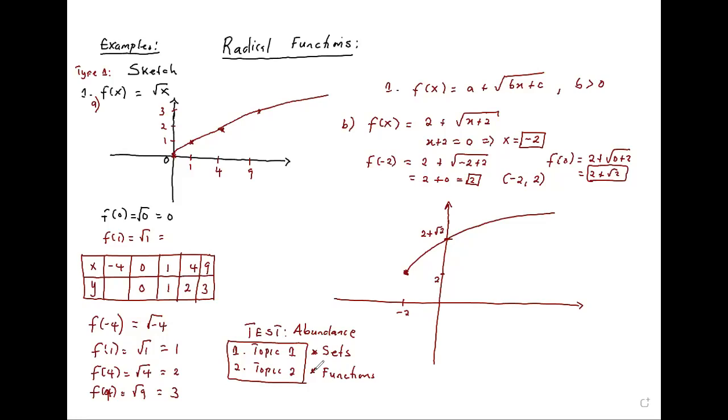Okay, next, another example. f of x is equal to -3 plus the root of 2x plus 6. First thing, we get 2x plus 6 equated to 0. This is 2x is equal to -6. Divide by 2, divide by 2. x is equal to -3.